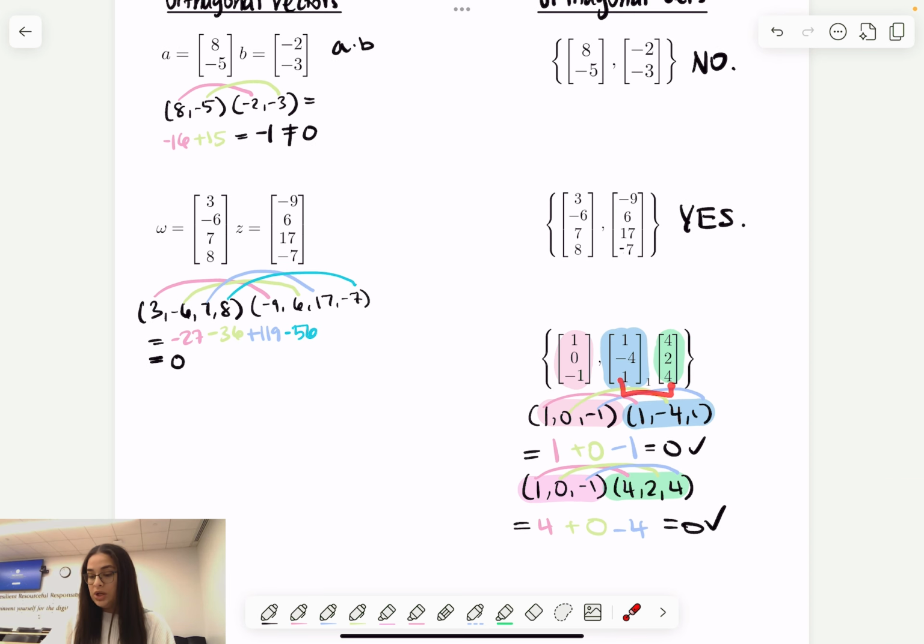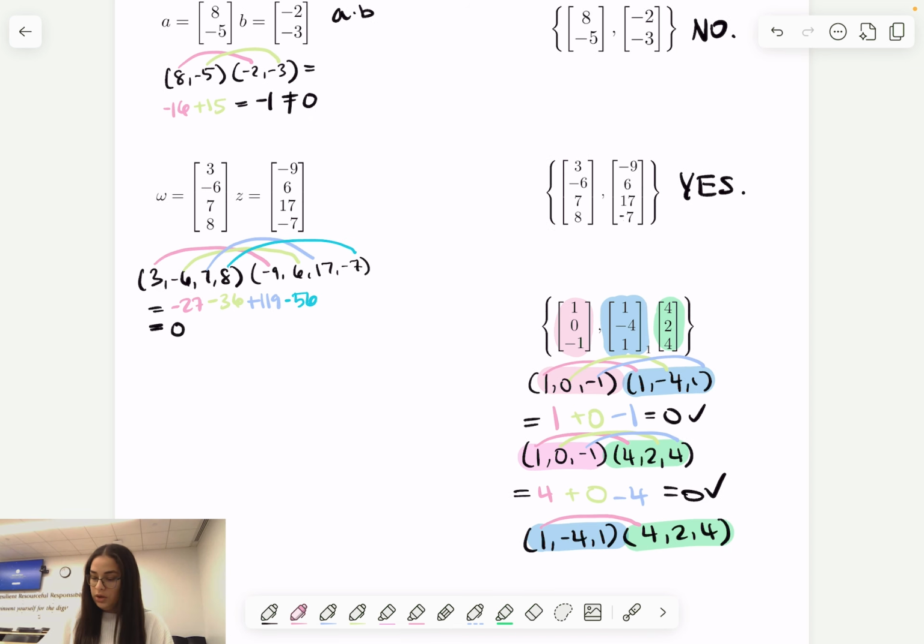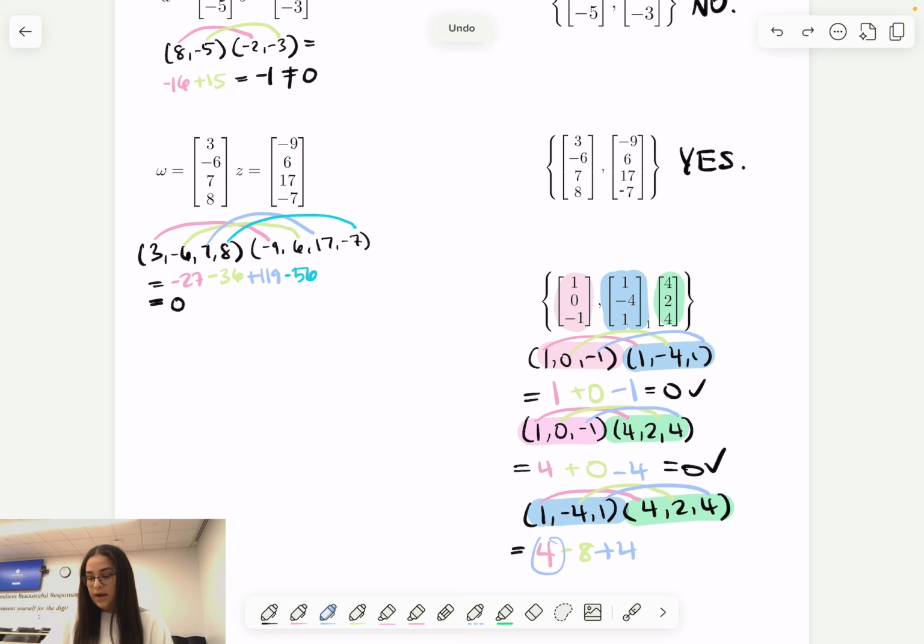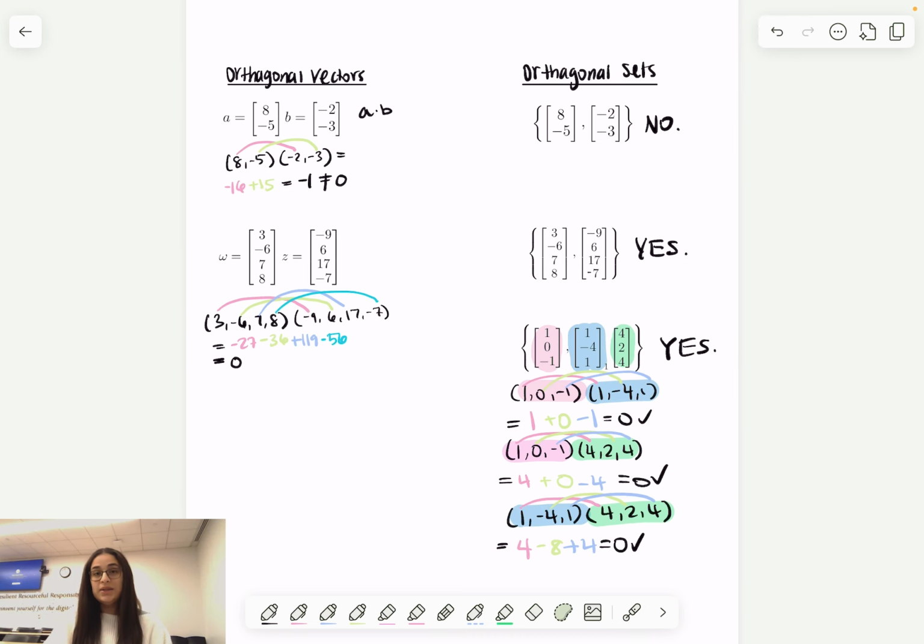And then we also have to check the last remaining pair, which is these two vectors have to be orthogonal. So that's 1, -4, 1, and 4, 2, 4. You multiply the first by the first, so that's 4. The second by the second, so that's -8. And then the third by the third number, so that's 4. 4 plus 4 is 8, minus 8 is also equal to 0. So because all of the vectors in the set are orthogonal to each other, no matter which two different vectors you pick, their inner product is equal to 0, then we can say that this is an orthogonal set. It is literally a set of all orthogonal vectors. So yes, this is an orthogonal set.